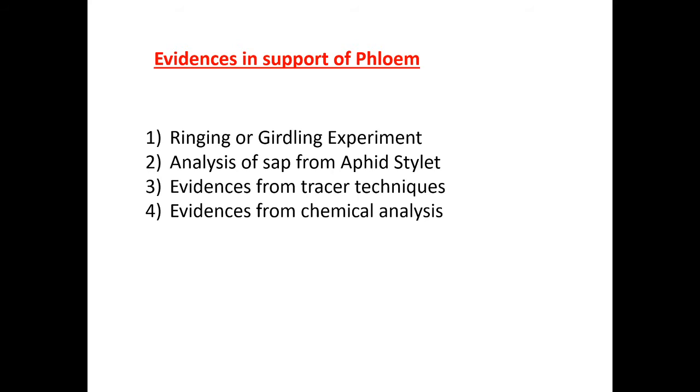Chemical analysis of phloem and xylem contents reveals that the phloem tissue has a higher concentration of carbohydrates and organic nitrogen compounds when compared to that of the xylem. So these are the evidences in support of phloem. That is, phloem is the complex tissue which helps in translocation of organic solutes.